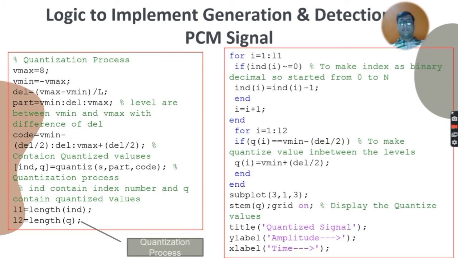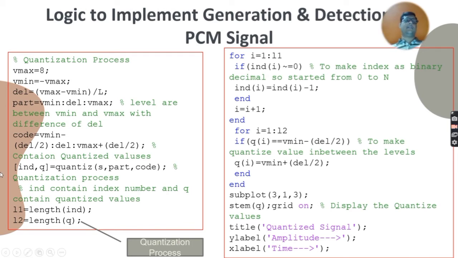Next, the quantization process. In the quantization process, first we have to identify Vmax, second Vmin, then del. And then we have to identify the part, how it is going to vary, and how we are going to assign the values. When we assign the coded values, we require for loops for the different positions.